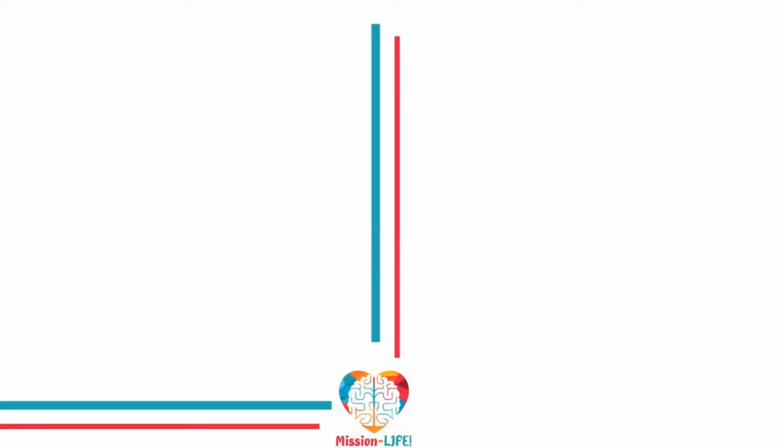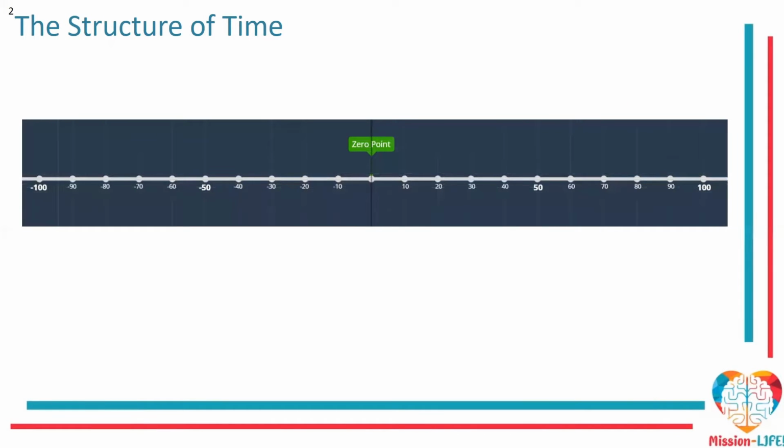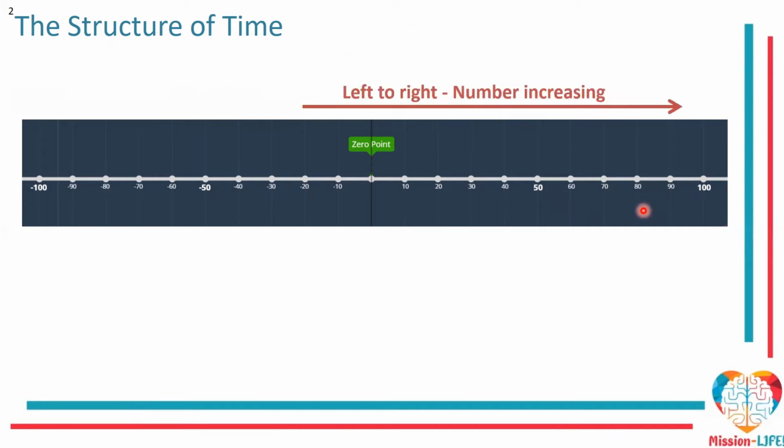So let's say this is a number line and this is the 0 point. What comes after 0? It's 1, 2, 3, 10, 20, 30, and so on. As you can see, the number is getting bigger. An important thing to note over here is that as we go from left to right, the numbers on the number line get bigger. Now, what comes before 0?